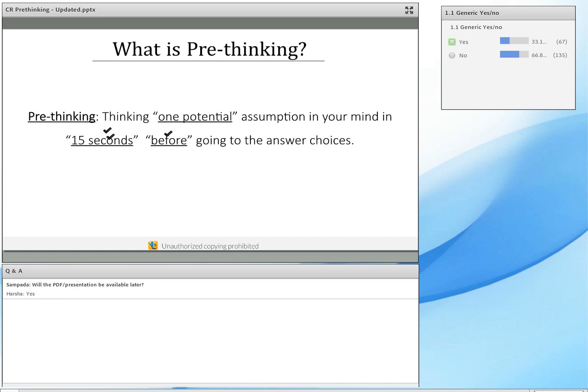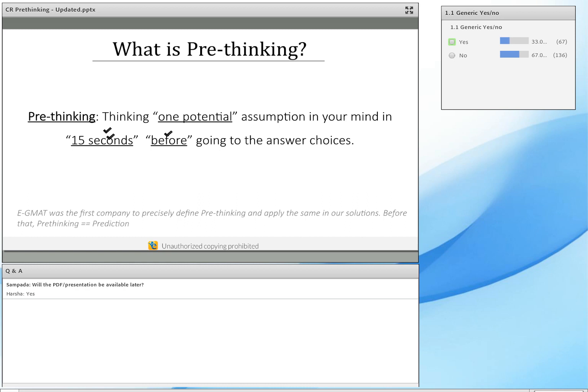I want to make sure you understand this because, even though this term has existed in the GMAT world since eternity, people often confuse pre-thinking with predicting the answer. Even if you look on forums today, you'll see people say pre-thinking is the same as predicting what the answer is likely to be. No, this is not what pre-thinking is. Pre-thinking is about understanding the logic that the author is trying to use to arrive at the conclusion. So don't equate pre-thinking with predicting the answer. It is about understanding the logic.